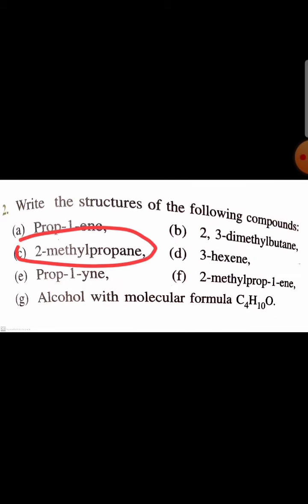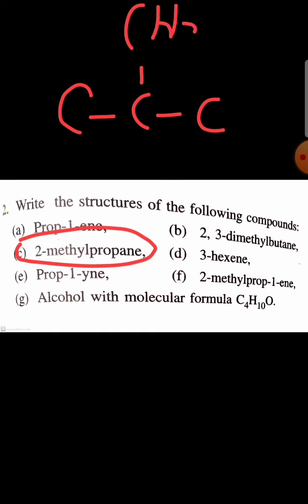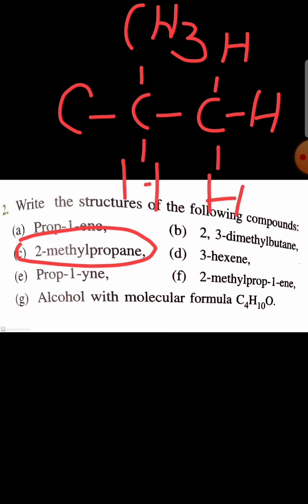Next we have 2-methylpropane. So prop root word, 3 carbon atoms you write in a straight chain, ane single bond we have mentioned, and at the second carbon atom a methyl group, CH3. Now we are going to add the hydrogen to the remaining carbon atoms. First carbon atom 3 hydrogen, second carbon 1 hydrogen, third carbon we add 3 hydrogen. This is 2-methylpropane.